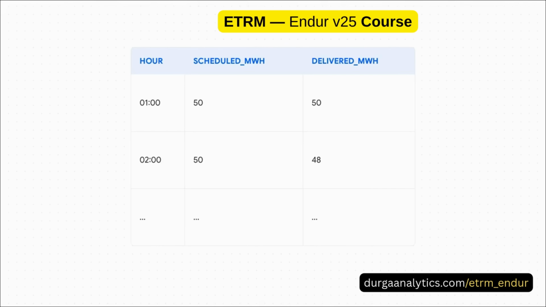And again, the SQL tells the tale. Look at that hourly detail. Hour 1, no problem. 50 scheduled, 50 delivered. But look at hour 2. Something happened on the grid. There was a constraint, and we only got 48 megawatt hours through. This just goes to show you how dynamic and real-time power markets really are.